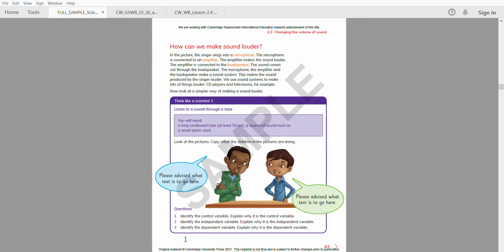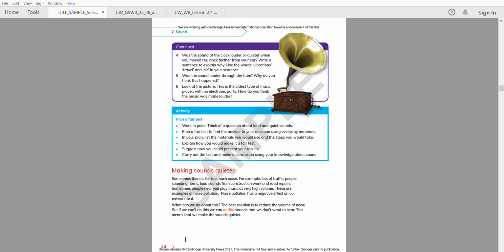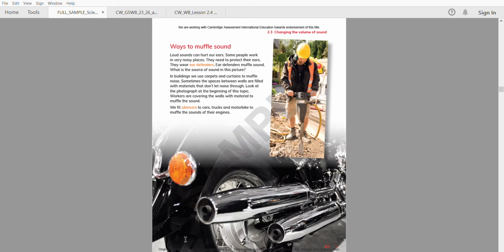So on this particular page, you identified some objects that make sound louder, such as the microphone, amplifier, and also loudspeaker. These are part of what we call the sound system. So, on this page, after reading it, you identified the different objects that can muffle the sound or can make the sounds quiet. And these are the ear defenders, carpets, curtains, and also silencers.